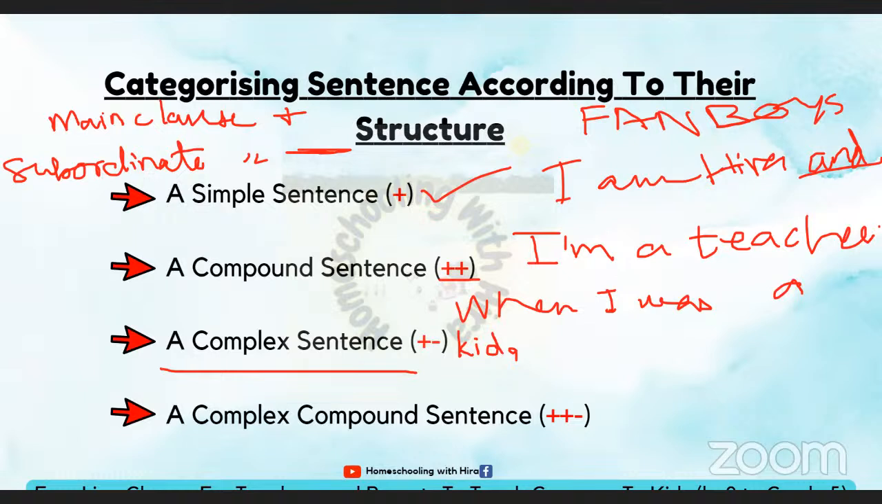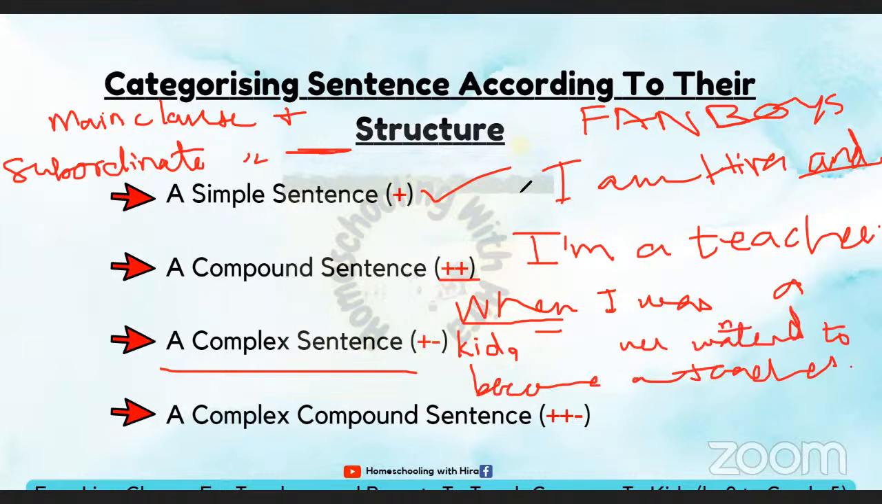If, when I was a kid, then what? When I was a kid, what? Right? So complex sentence means that you are writing a complete sentence and a subordinate sentence. Okay? Subordinate clause and a complete clause, main clause. A complex compound sentence. You can see the structure.